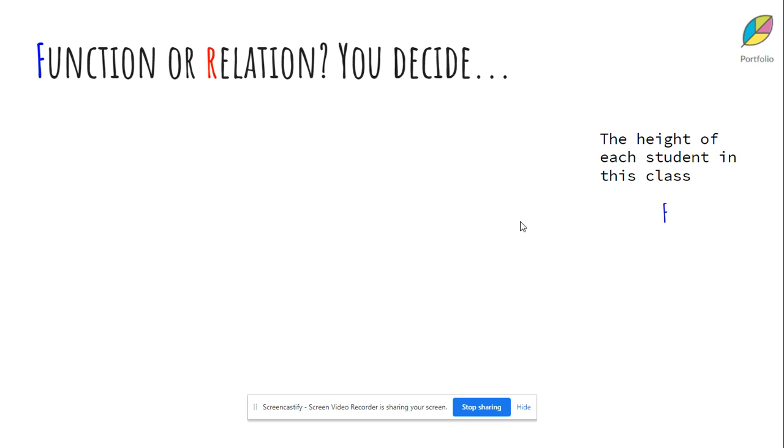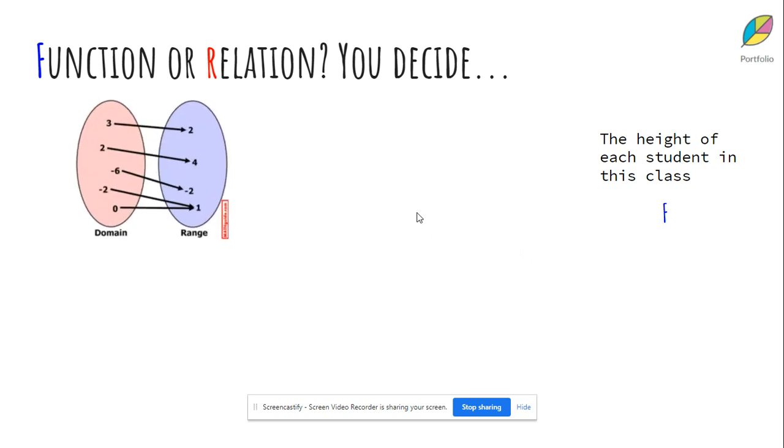This is something that is important. Let's say student A has a height of 180 centimeters and student C also has a height of 180 centimeters. That still makes a function. Even though they both have the same height, each of them is matched with only one height, which is 180.